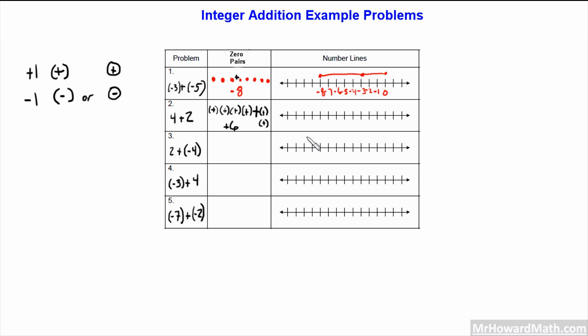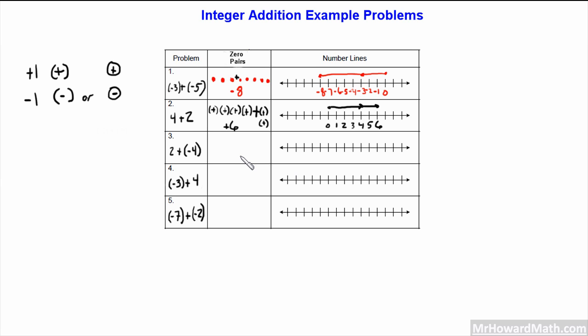Positive 6. Okay, so we'll put our 0 further over here. 0, 1, 2, 3, 4, 5, and 6. Start at 0. We go 4 in the positive direction first. So 1, 2, 3, 4. And then another 2 in the positive direction. So 1, 2. And that's where we end, right there. So positive 6.